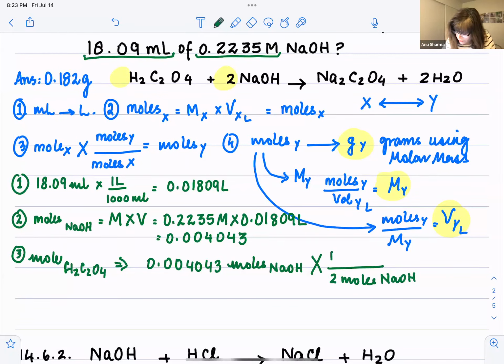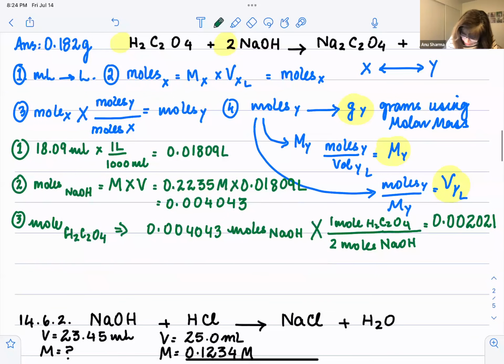Two moles of NaOH and one mole of the acid, H2C2O4. So 0.004043 divided by 2, and you get this as 0.002016, and so forth. Next, you're going to take the moles of the acid, H2C2O4, and convert that to grams.